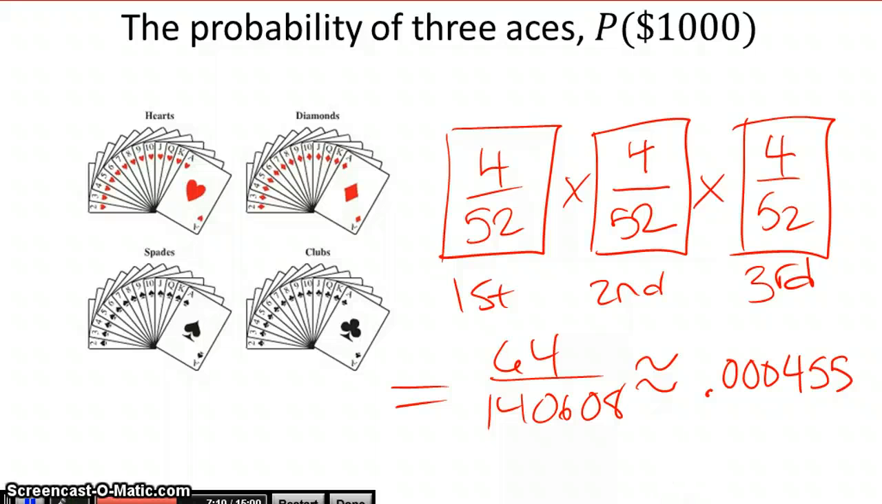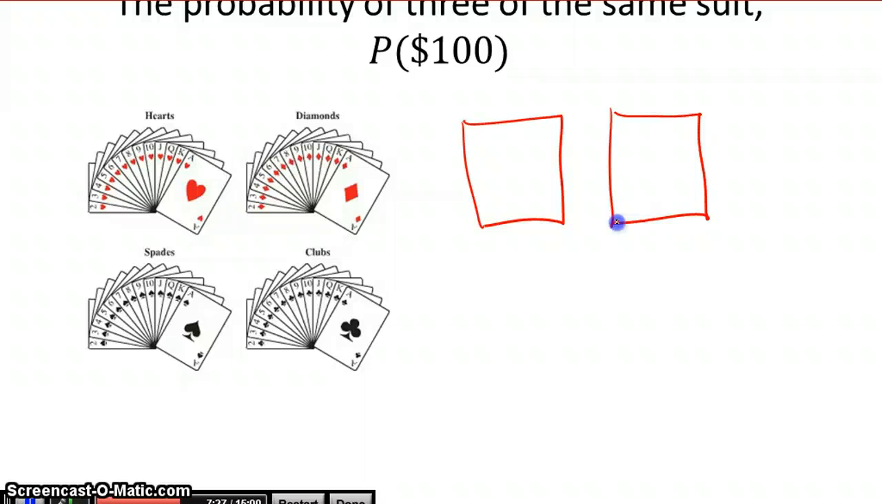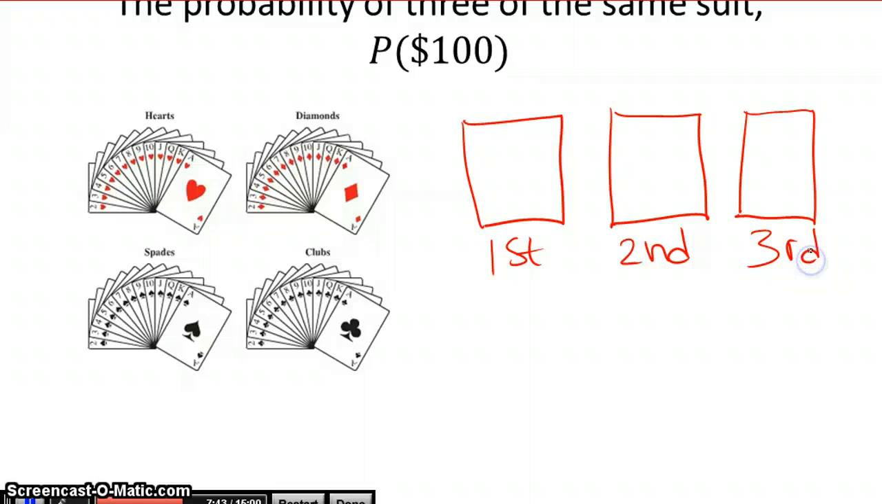Now, let's continue. Let's find the associated probability for getting 3 of the same suit. Now, if you use the multiplication rule, this is a little bit tougher to figure out because of the first card. If you do something similar to what we did in an earlier video, then it's not so bad. But consider this. We have 3 cards. You got the first card chosen, the second card chosen, and the third card chosen.